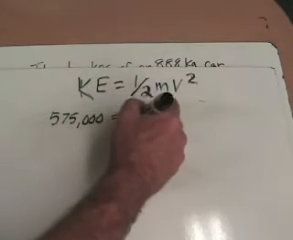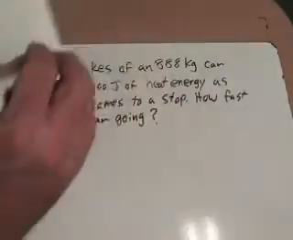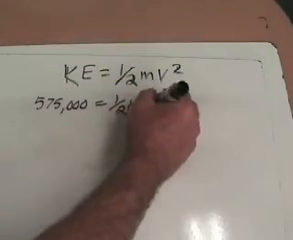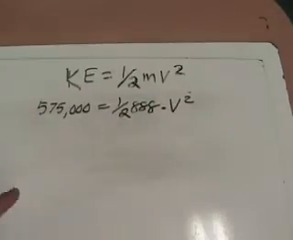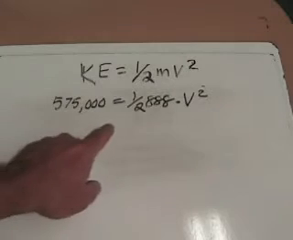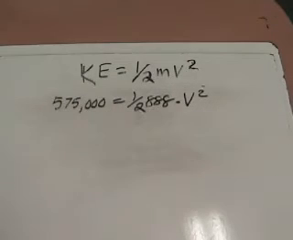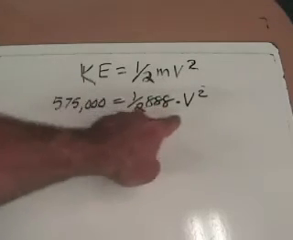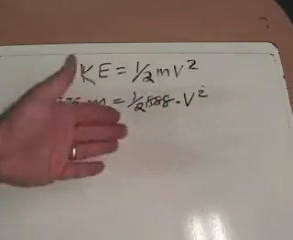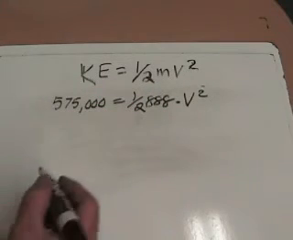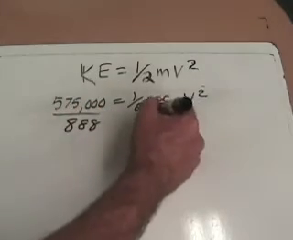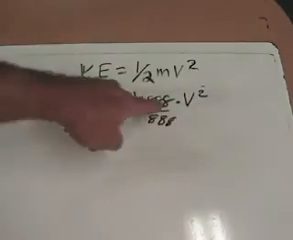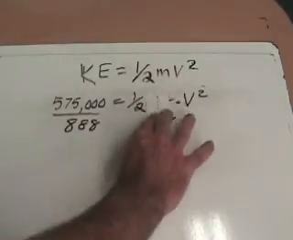575,000 joules equals 1/2 the mass. The mass was 888 times v squared. Now I've got to get v by itself. I'm not even going to halve the 888; I'm just going to say I'm multiplying this by 888. The opposite of multiplying by 888 is dividing both sides by 888. If I divide both sides by 888, the 888 goes away from this side.